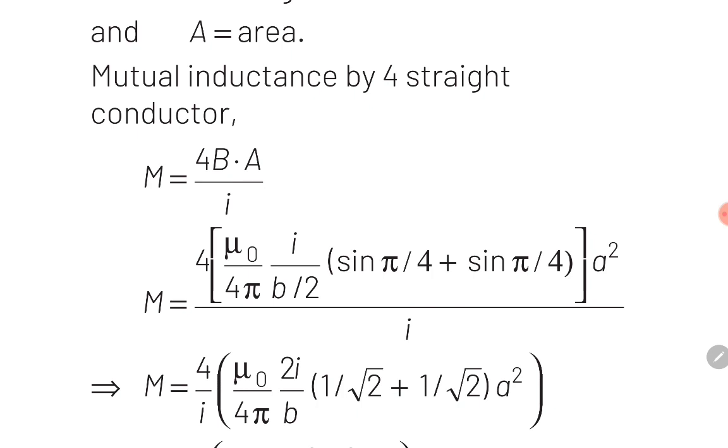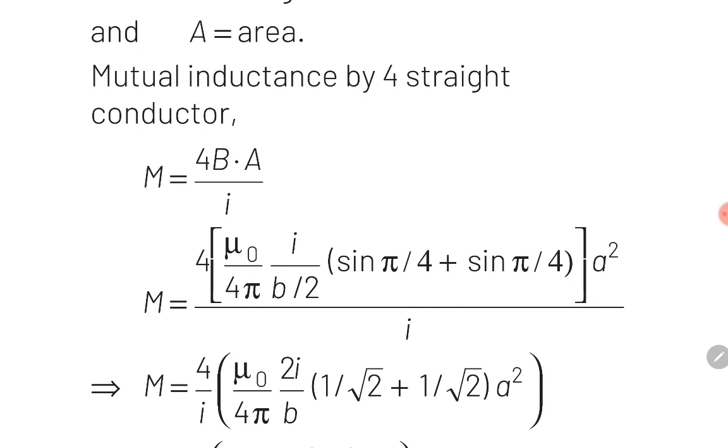sin theta 2. Now guys, here the larger loop has 4 wires, and therefore total magnetic field will be equal to 4 into inside the bracket mu naught I divided by 4 pi into b by 2 into sin 45 degrees plus sin 45 degrees. Guys, the perpendicular distance from the wire to the center of the square will be b by 2, and therefore r has been taken as b by 2. And guys, the two angles formed from the center of the square to the corners of the wire will be 45 degrees each. Therefore, the value of theta 1 and theta 2 both have been taken as 45 degrees.